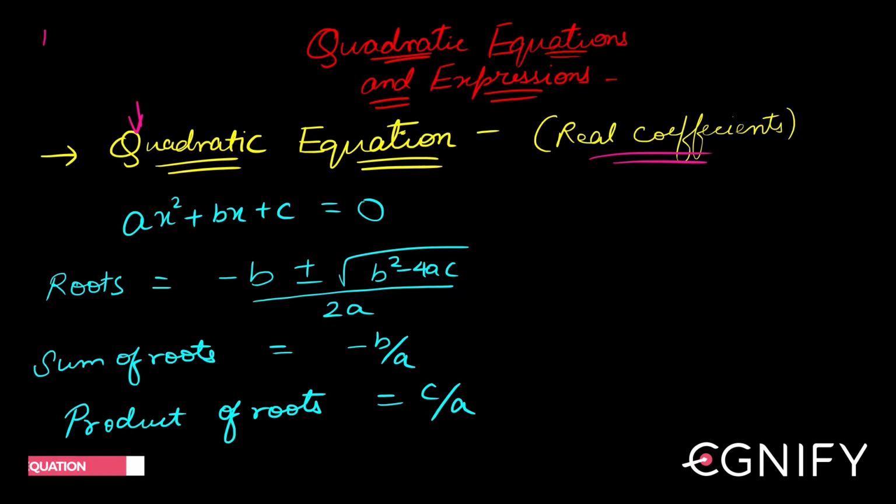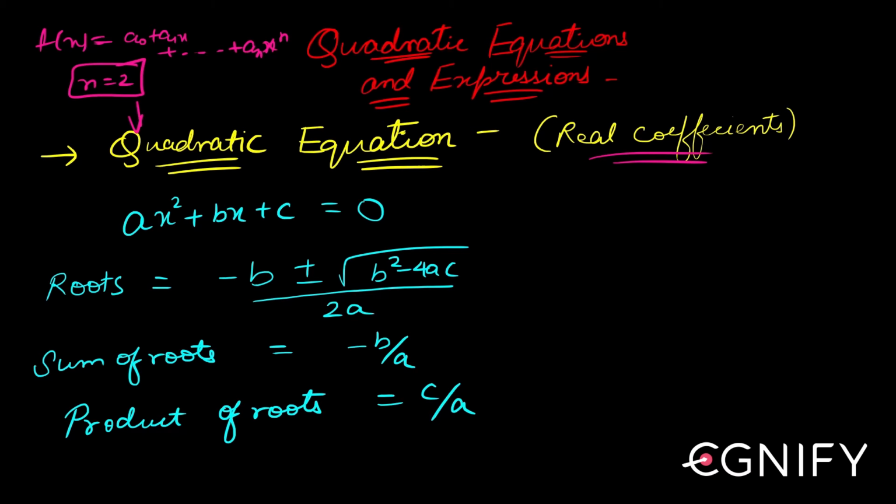So we already know that f of x can be a polynomial, which is basically denoted as a naught plus a1x plus so on plus an x power n, right? Now, if my n is equal to 2, that means the degree of the polynomial is 2, then I can represent it as a naught plus a1x plus a2x square. Everything above your a2 is 0. In other way, I can also write this as ax square plus bx plus c, where your a2 is a, a1 is b, and a naught is c.